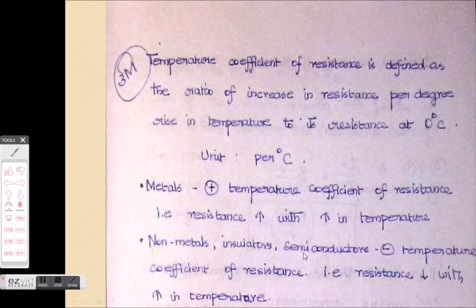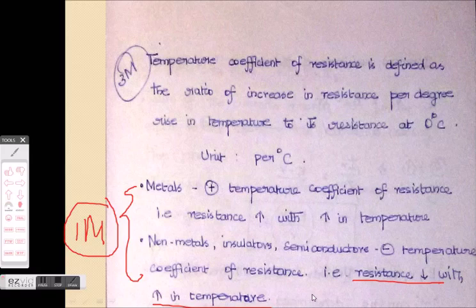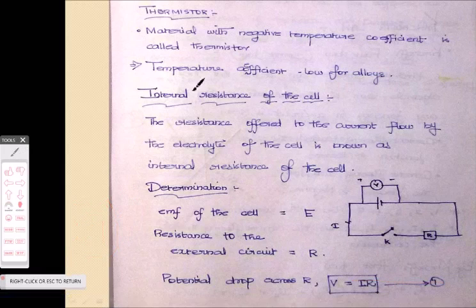Metals have a positive temperature coefficient. That is, as temperature increases, resistance increases. But non-metals, insulators and semiconductors have negative temperature coefficients. Very, very important, 1 mark. So resistance decreases with increasing temperature. Thermistor: you have to see what is a thermistor. Material with negative temperature coefficient is called a thermistor.